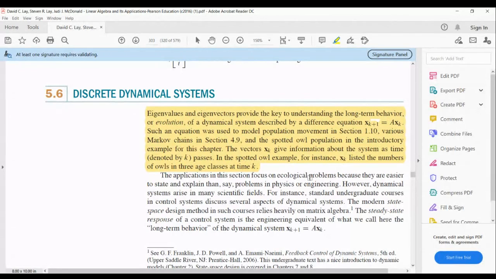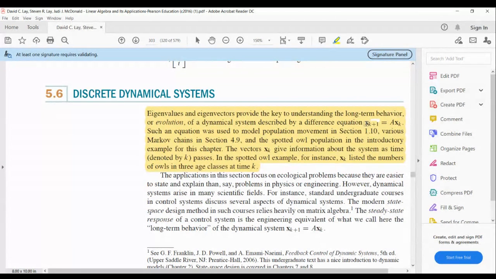So, eigenvalues and eigenvectors, which you are experts at now, provide the key to understanding the long-term behavior or evolution of a dynamical system described by this difference equation. x sub k plus 1 equals A times x sub k.